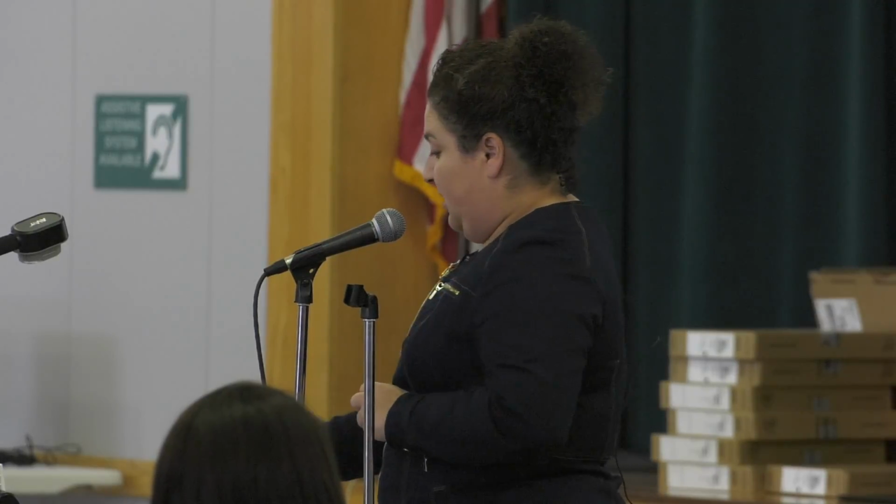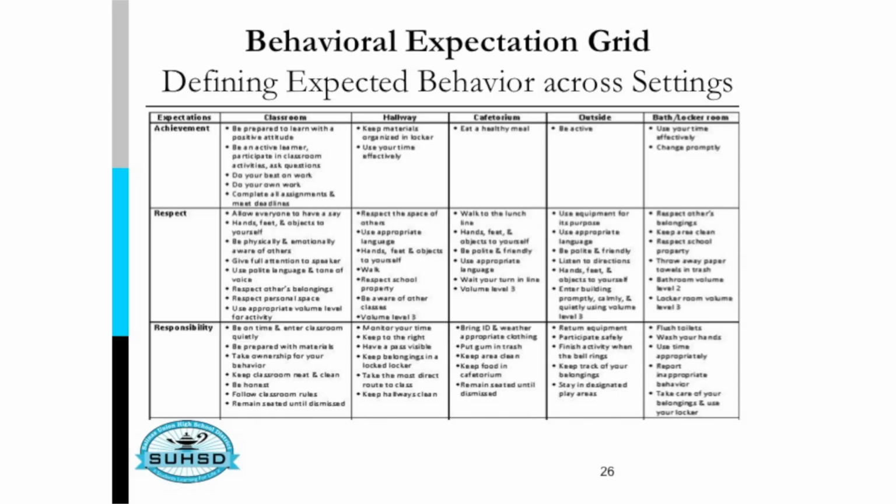So these are one of the examples of the behavioral expectation grid. So basically, this is a place where I think their rules were achievement, respect, responsibility. And what does it look like in the classroom? What does it look like in the hallway? What does it look like in the cafeteria, outside, in the locker room? So you can get the idea of what is the expectation and what it might look like in the different locations of the school.